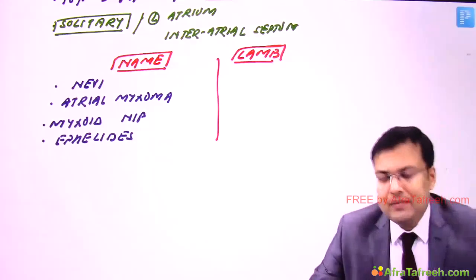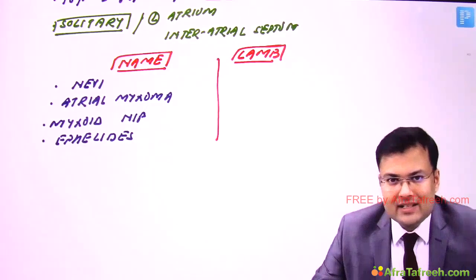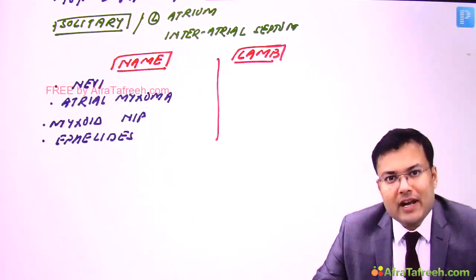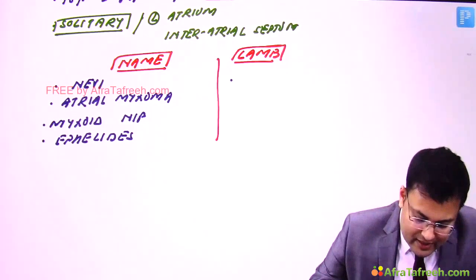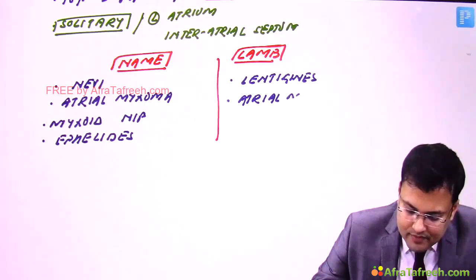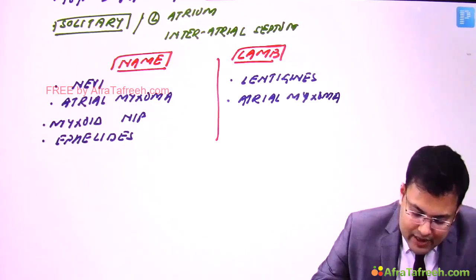Now see this LAMB syndrome. Here L means lentigines, AM means atrial myxoma, and B means blue nevi. So these are the components.